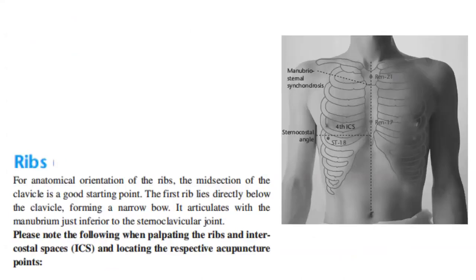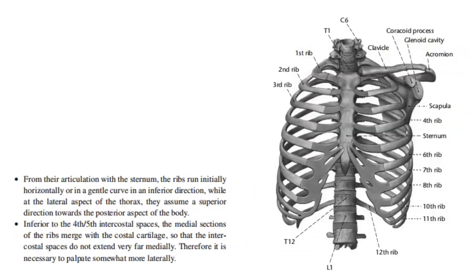For anatomical orientation of the ribs, the midsection of the clavicle is a good starting point. The first rib lies directly below the clavicle, forming a narrow bow. It articulates with the manubrium just inferior to the sternoclavicular joint. Please note the following when palpating the ribs and intercostal spaces and locating the respective acupuncture points.